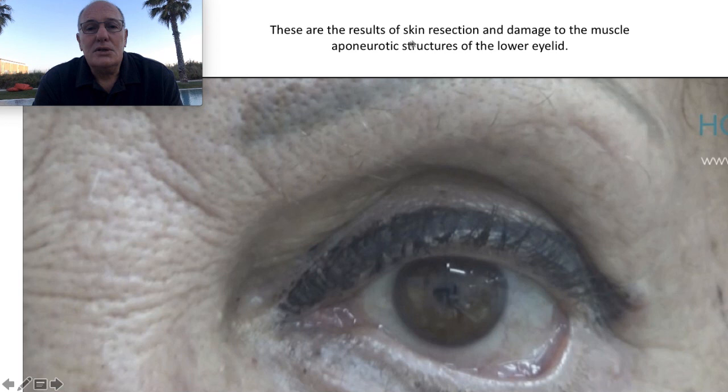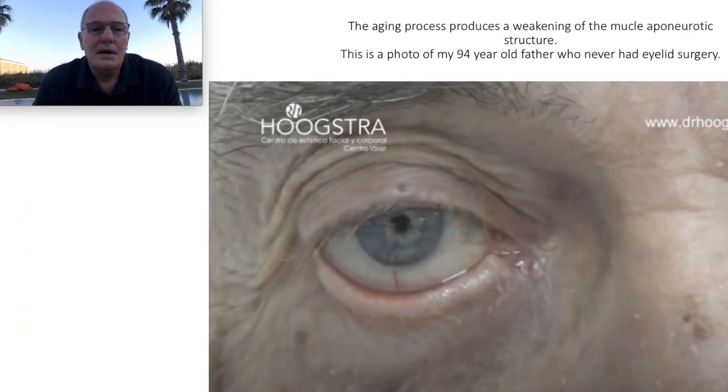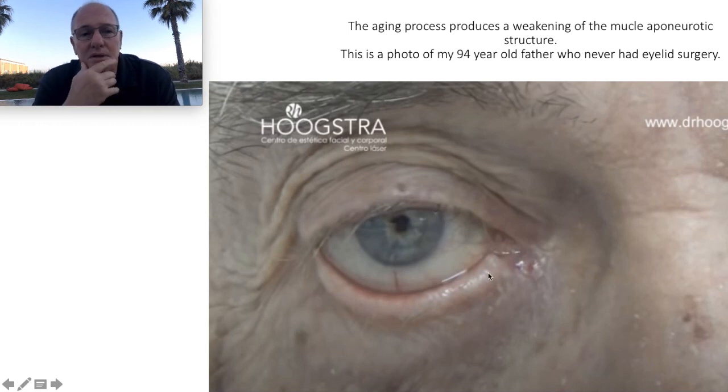And this is the result of the resection of the skin and the damage of the musculo-aponeurotic structures of the lower eyelid. And this is my father, 90 years old. He never received any eyelid surgery, but this is the natural process of aging. The lack of strength of the orbicularis muscles and the laxity of all the structures produce this kind of ectropion.